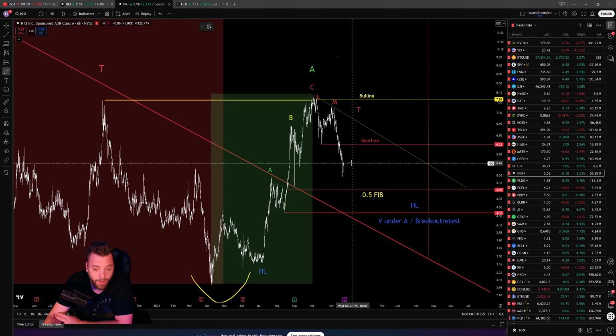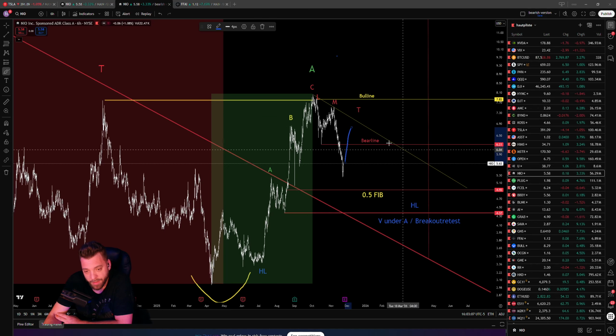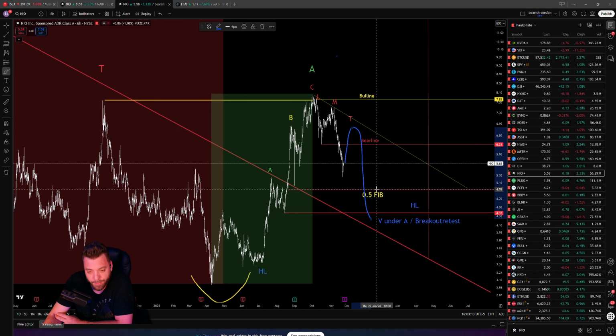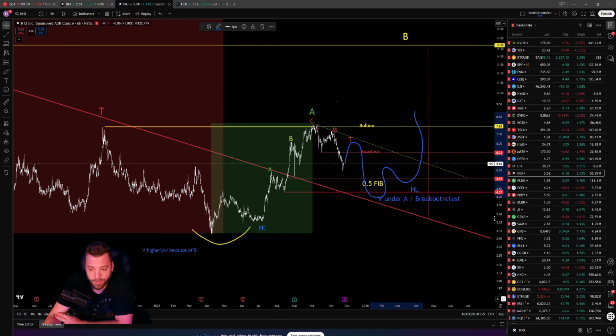So, two ways. You go up. It doesn't have to go directly at the trend line, but this would then be your T. And then you go to your price target. 0.5 is at $5. V and A is at 4.38, which is a perfect breakout retest. And then higher low and go. And your next target is 16.